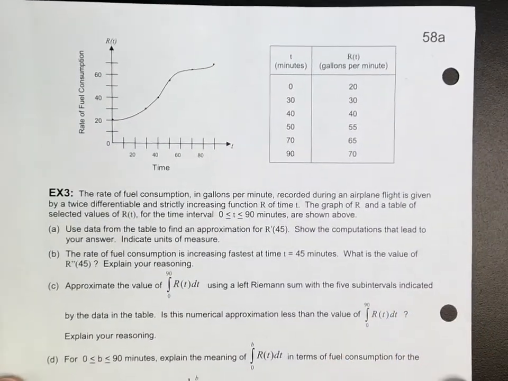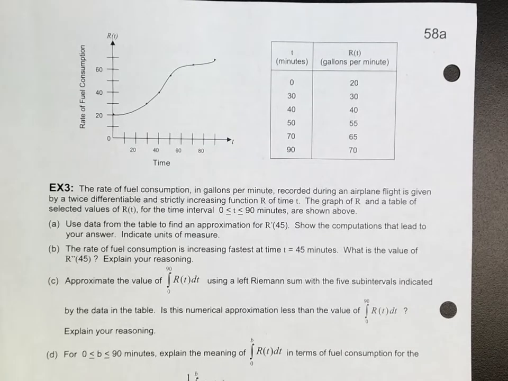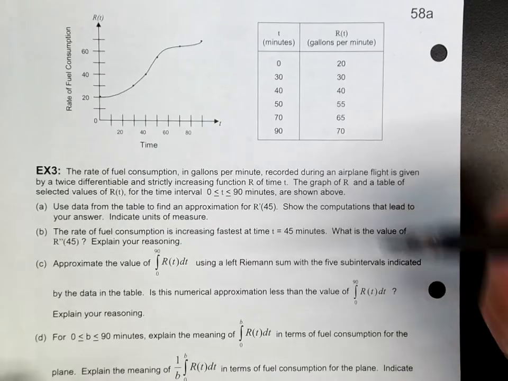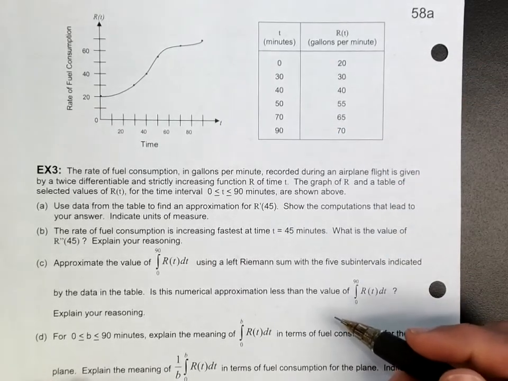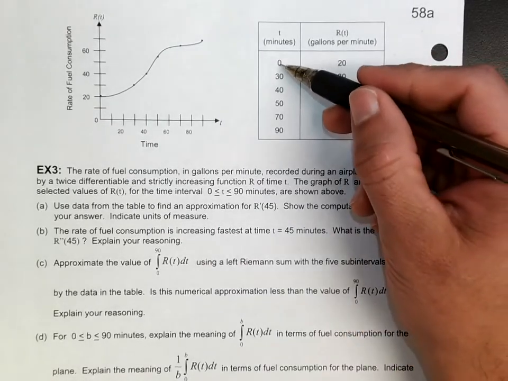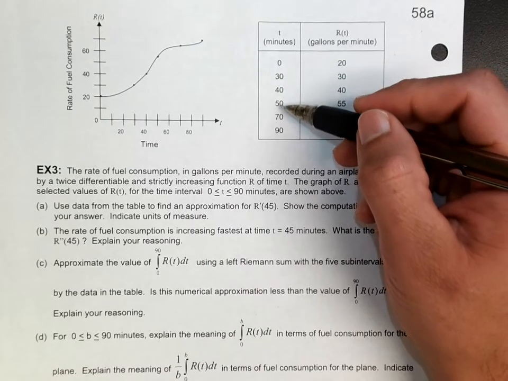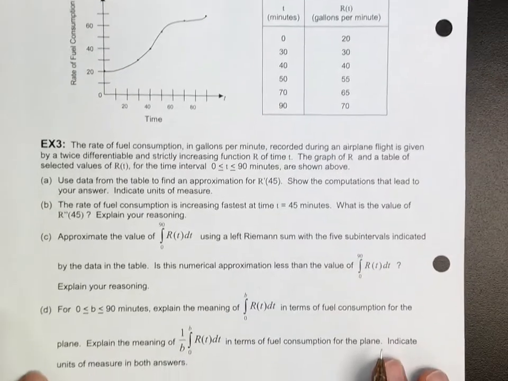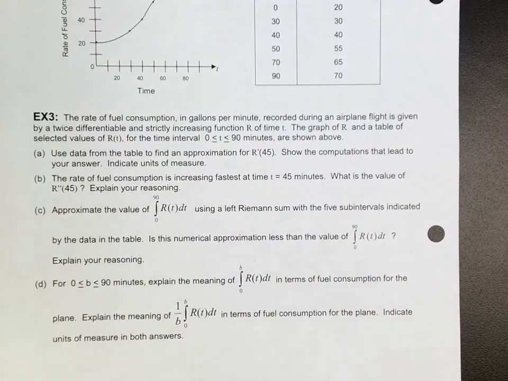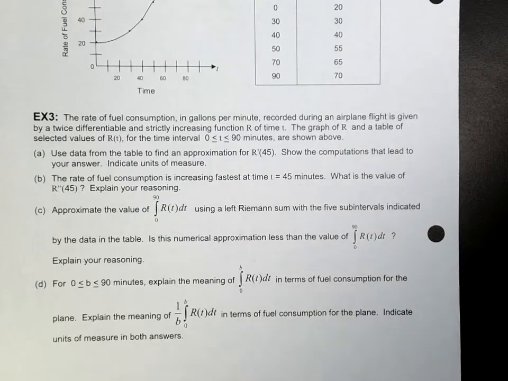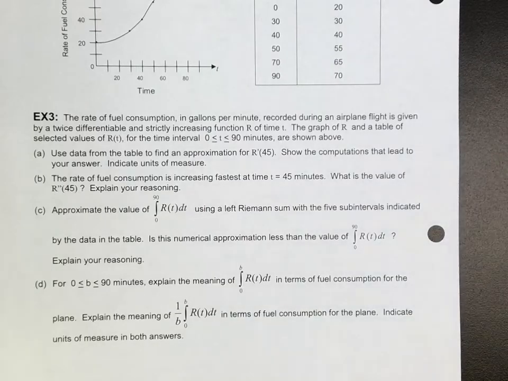Now, on this one, they tell us that R of t is the rate of fuel consumption. Now they give us this table. So notice that the first thing I look at is that the delta x, or in this case delta t, they're not evenly spaced. All right, and that's going to come into play later. And it's twice differentiable, which is an important fact because now we know we can do a few things with this. So on A, example 3a.